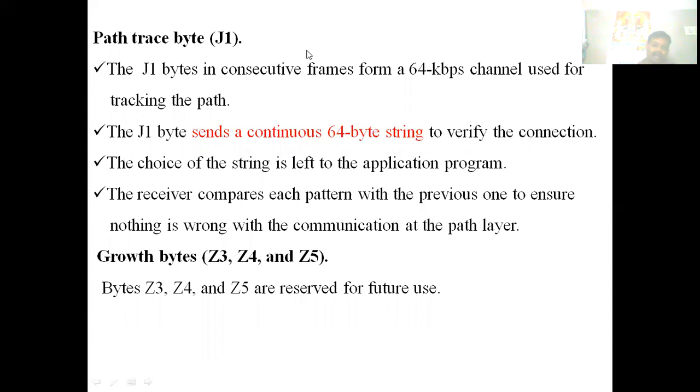Next one, path trace indicator. Here a continuous 16-byte string is sent to verify the connection. The type of string depends upon the application, and the receiver always compares this pattern with the previous one to ensure whether something has happened in the path layer. Next one, growth bytes. These bytes are reserved for future use.